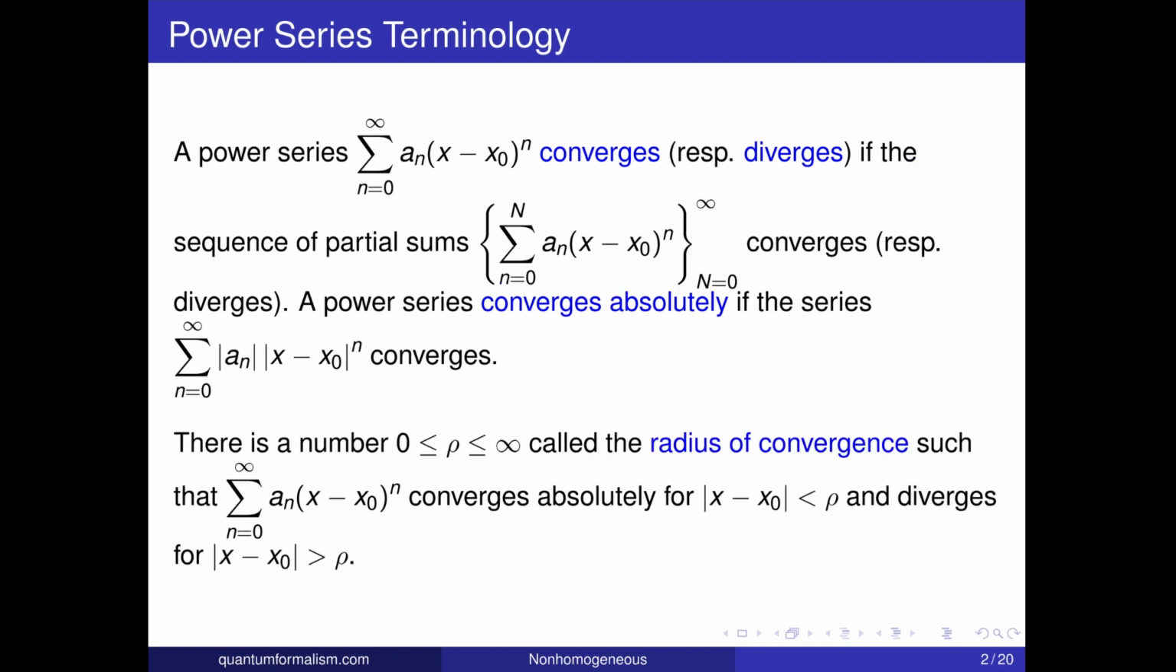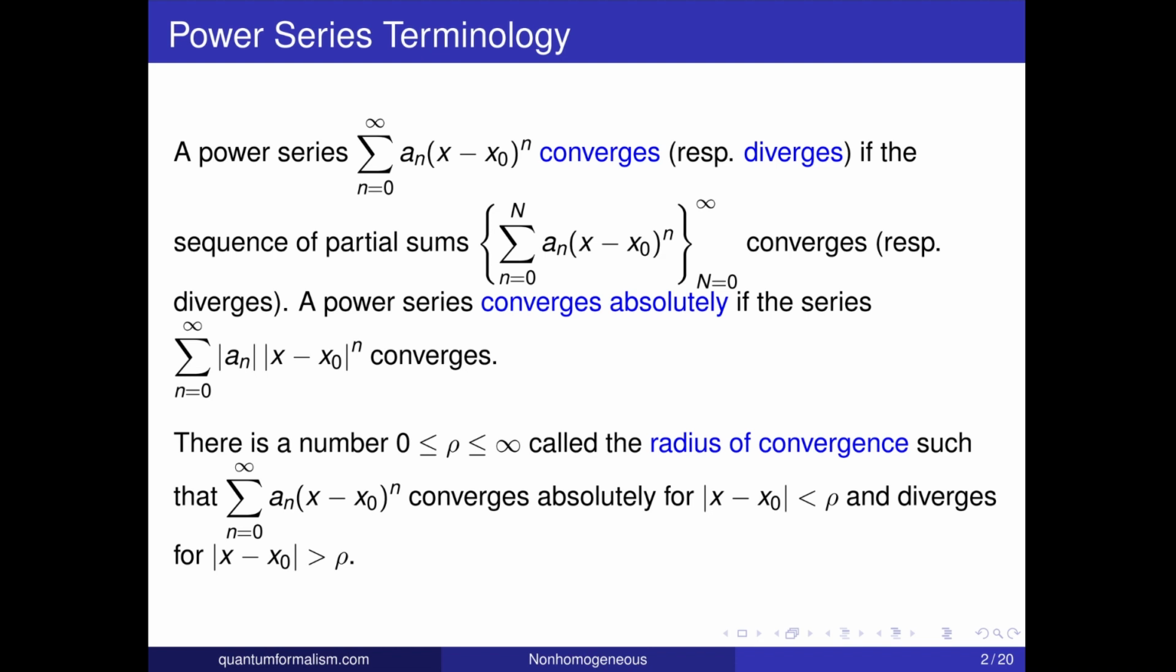There's also something called the radius of convergence, which we'll use the Greek letter rho for, between 0 and infinity. It can be 0 and it can also be infinity, such that your series will converge absolutely when the absolute value of x minus x0 is less than rho, and diverges when the absolute value of x minus x0 is greater than rho. So you have an interval where you know that it converges absolutely, and on the open region outside of that, it diverges.